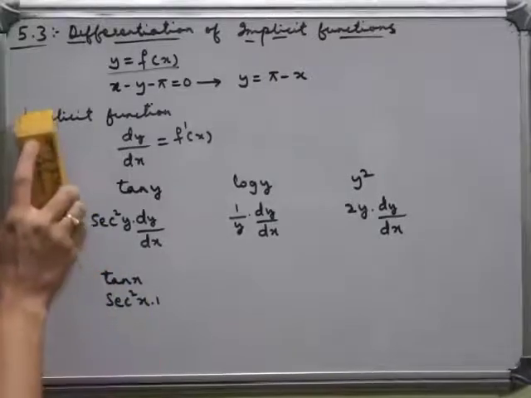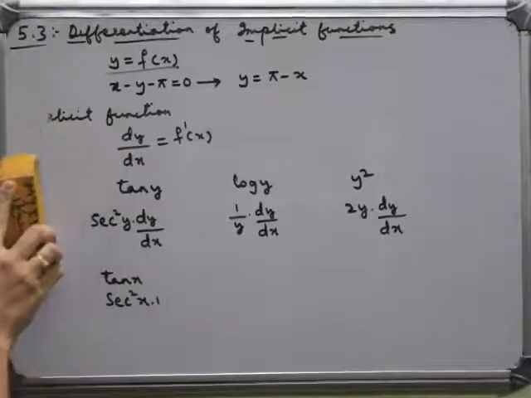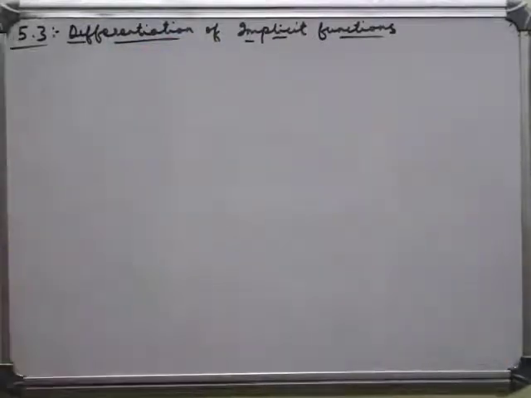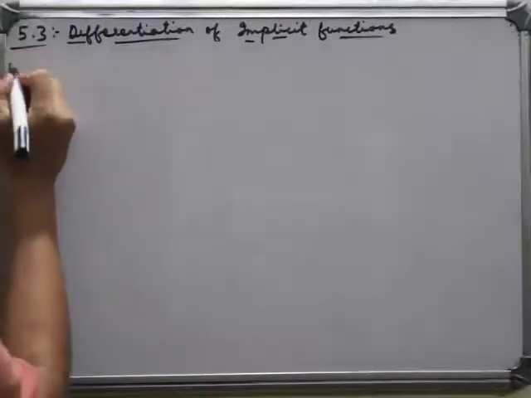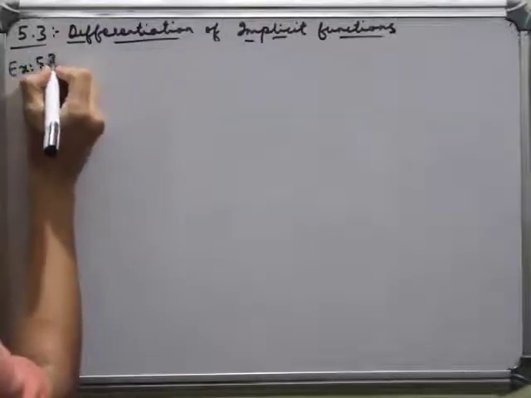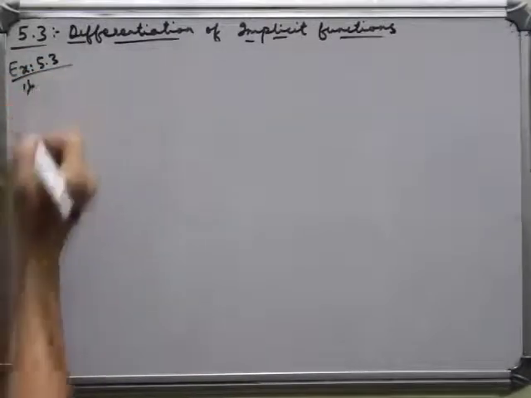Now we shall move on to exercise 5.3. This exercise is completely based on implicit functions. So let us see what are those problems given in this. So first one I will solve. Exercise 5.3, question number 1.